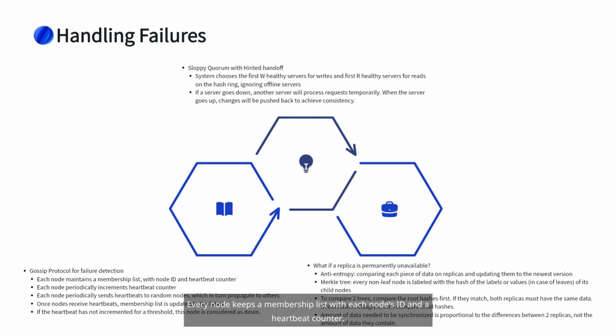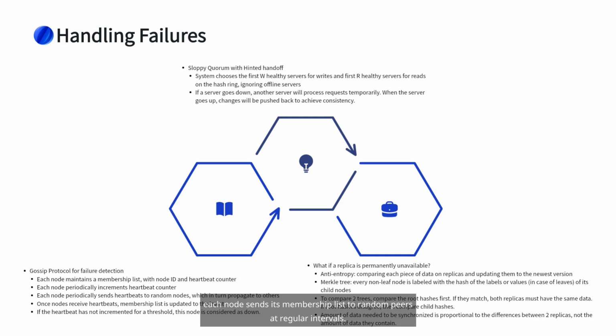Every node keeps a membership list with each node's ID and a heartbeat counter. Nodes increment their own heartbeat counters periodically to indicate that they're alive. These heartbeats are propagated using a gossip-style protocol where each node sends its membership list to random peers at regular intervals.